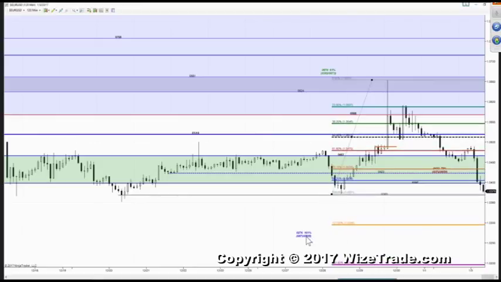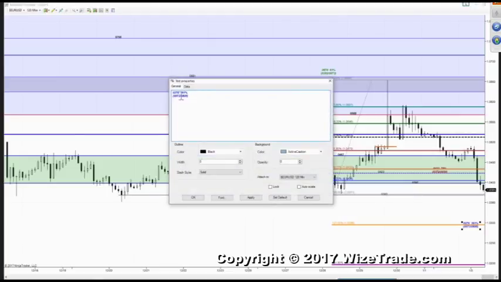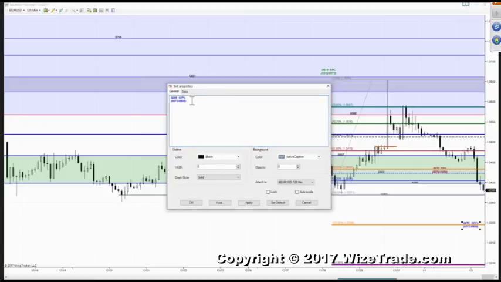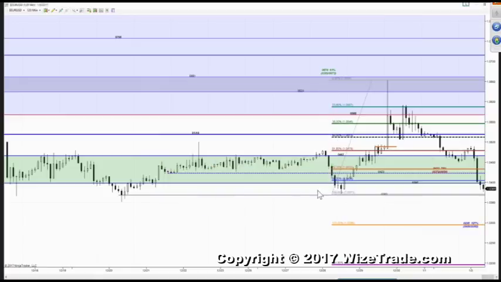So this would be 295, which would be the 127% extension. So let's move this here. And this was 654. Actually, there's 371 here on this test because we look at the most recent low, recent high. That's 371.